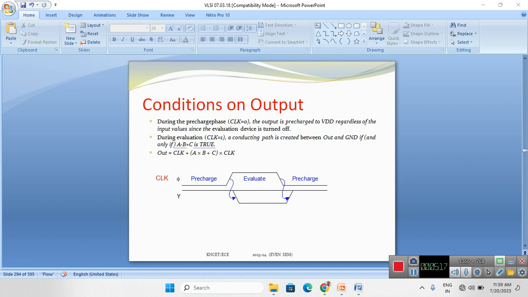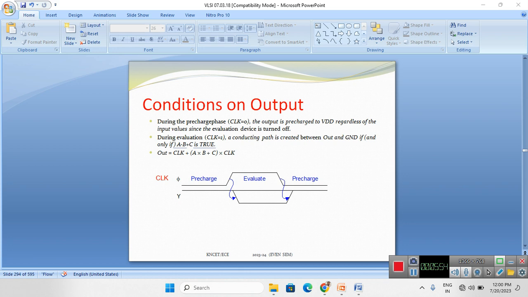Next, phi goes to the evaluate mode. Evaluate mode means phi is equal to 1. Phi equal to 1 means the PMOS will be turned off. When the PMOS is turned off, definitely logic 1 is not the output, so the output is 0. And again phi comes back to 0. Phi coming to 0 means the PMOS is on, and the PMOS being on means we get output logic 1.